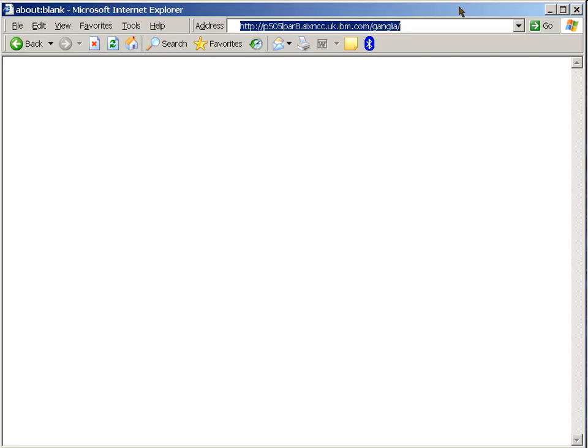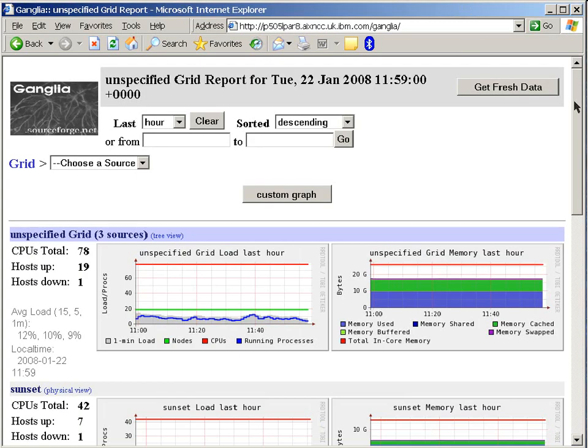Ganglia is a dynamic web page. It's best to actually just show you what it does to give you a feel for what it can do for you. Here's the default top page. We have a grid, which is a grouping of all our clusters, and at the top here we have two graphs that are showing us what the whole of our computer center is doing.